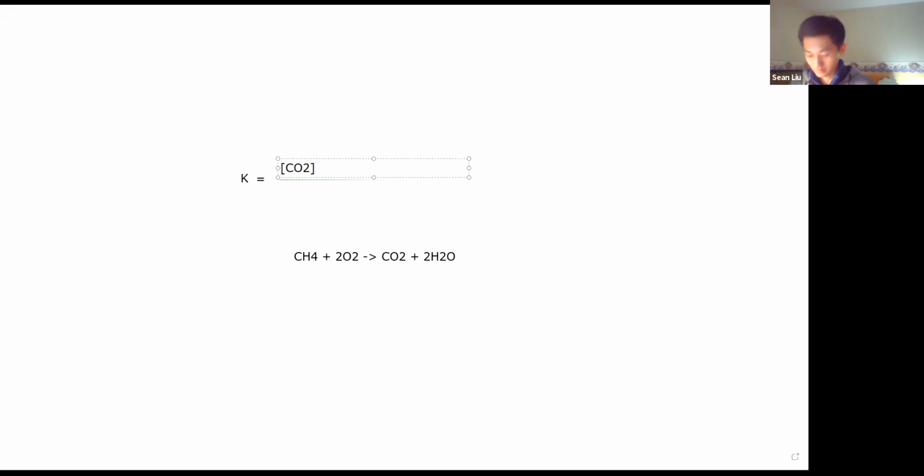So what I mean is at the top, on the numerator, this is going to be the concentration of CO2. Since the coefficient on CO2 is 1, I'm just going to keep it power 1, multiplied by the concentration of H2O squared, because there's a coefficient of 2. And then on the denominator, that's going to be CH4, power 1 because the coefficient is 1, and then O2 squared. Kind of like that. This is what's called Kc, which is a little bit different because notice that everything's in concentrations. That's why it's called Kc.